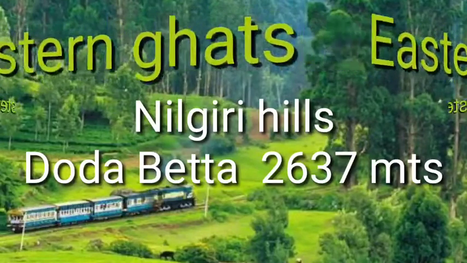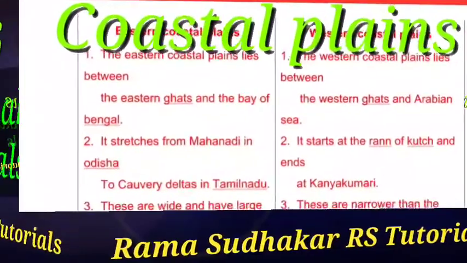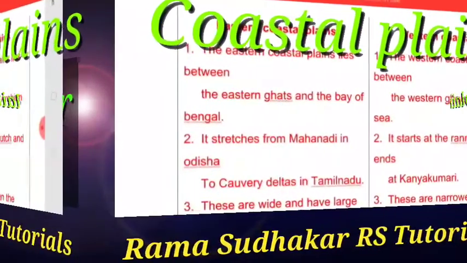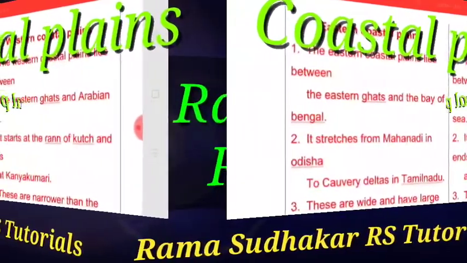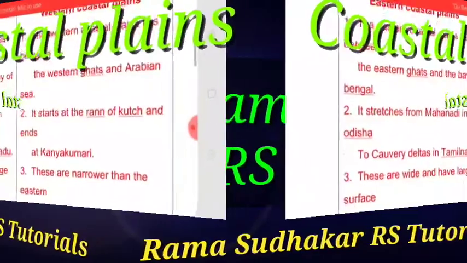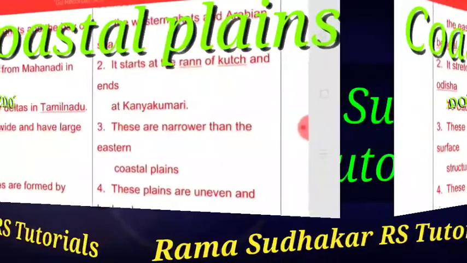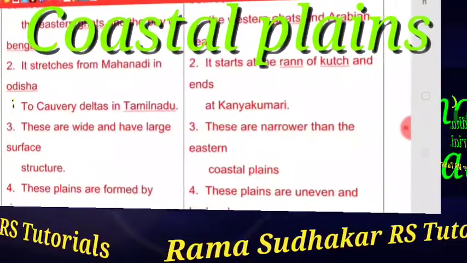Now we will discuss the east coastal plains and west coastal plains. First we will discuss the east coastal plains. The eastern coastal plains lie between the Eastern Ghats and the Bay of Bengal. It stretches from the Mahanadi in Odisha to the Kaveri Delta in Tamil Nadu. They are wide and have a large surface structure.